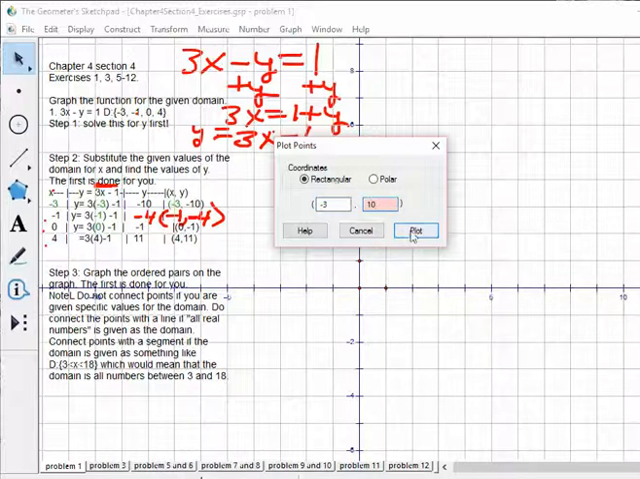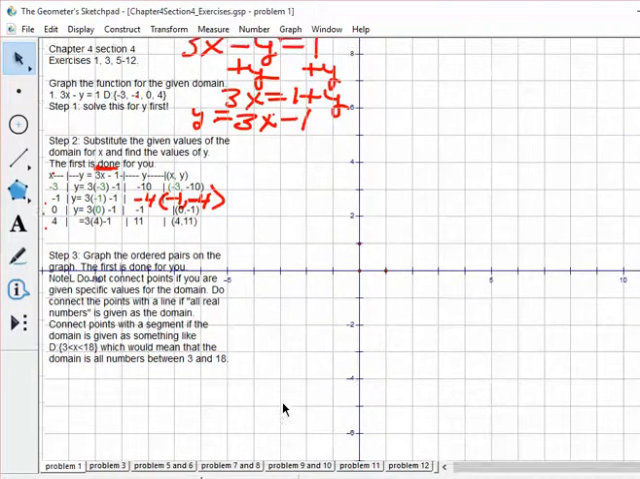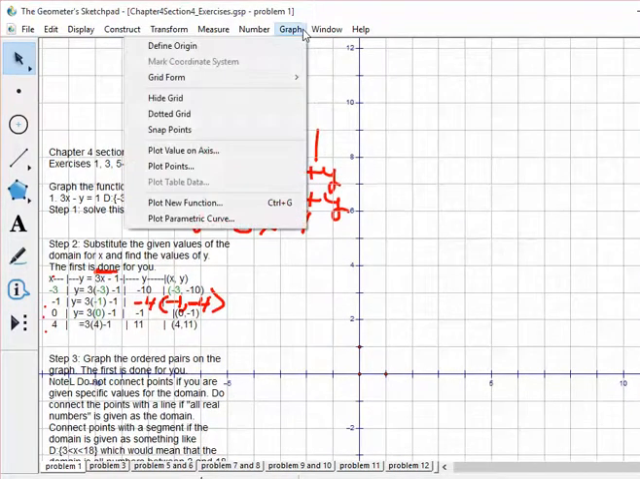And you can do that on your keyboard and hit Plot. And that point will show up. It's down here so you can't see it. See, there's the point. And now I'm going to graph some more.